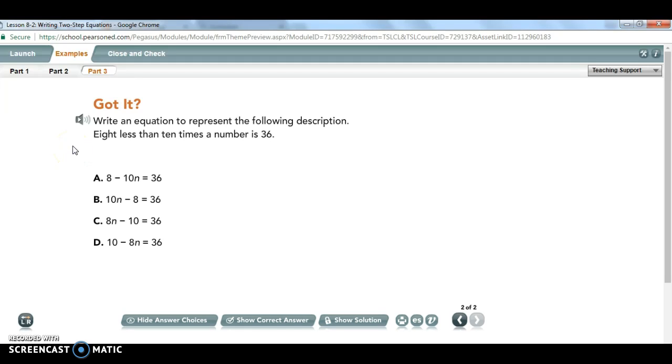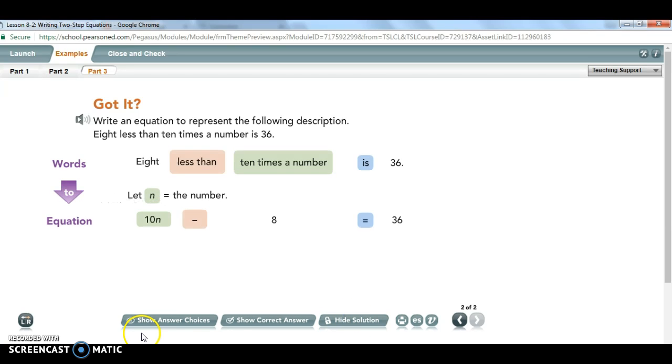Here's our last got it problem. Write an equation to represent the following description. 8 less than 10 times a number is 36. The correct answer is B. 10n minus 8 equals 36. Here's the solution if you would like to pause the video and read through it.